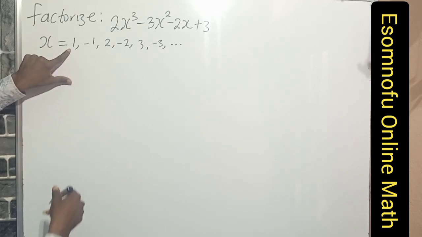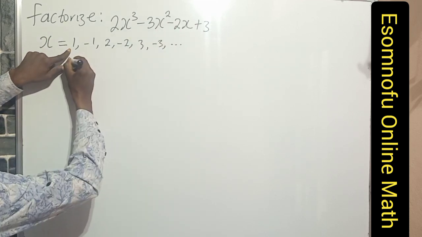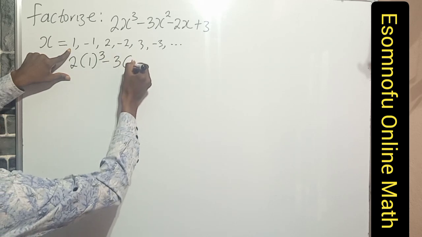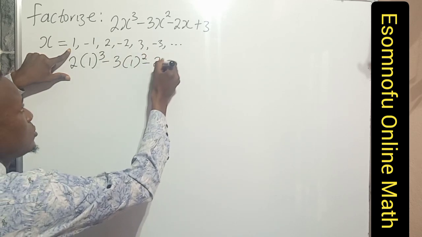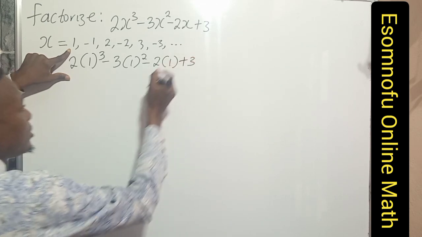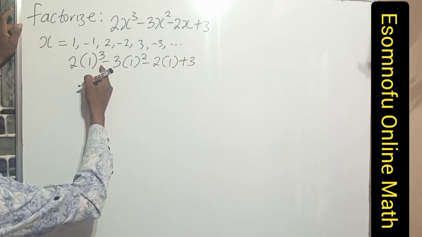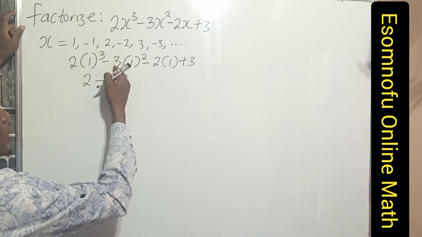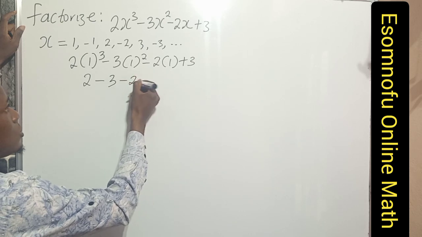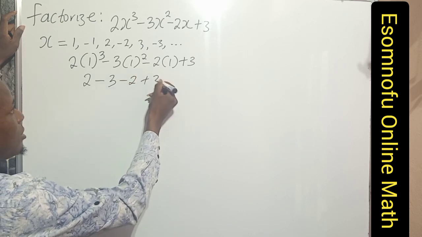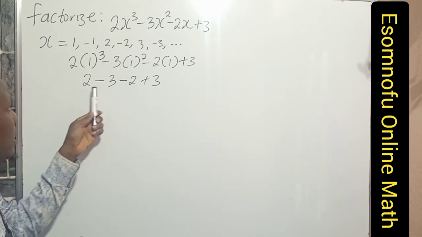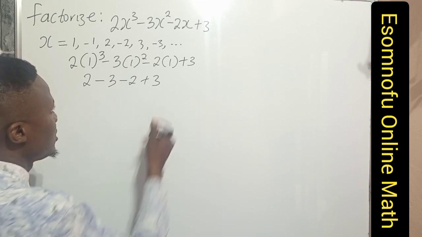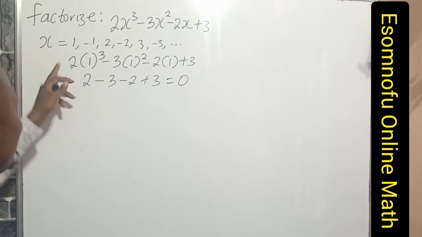The first value here is 1. So wherever I see x here, I put 1. This would then be 2 into 1 to the power of 3, take away 3 into 1 again to the power of 2, take away 2 into 1, then plus 3. 1 to the power of 3 is 1, and 1 times 2 is 2, take away 1 to the power of 2 is 1, 1 times 3 is 3, take away 2, because 2 times 1 is 2, then plus 3. And from here, 2 minus 3 is minus 1, minus 1 minus 2 is minus 3, and minus 3 plus 3 is 0. Good enough, the first trial gave us what we want.